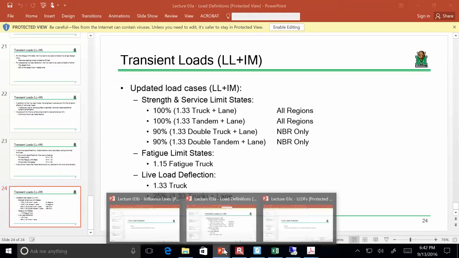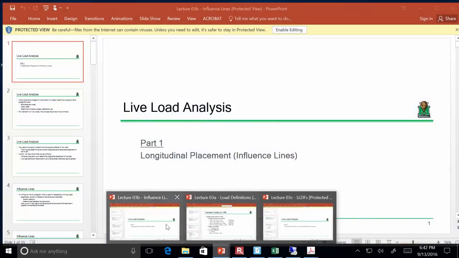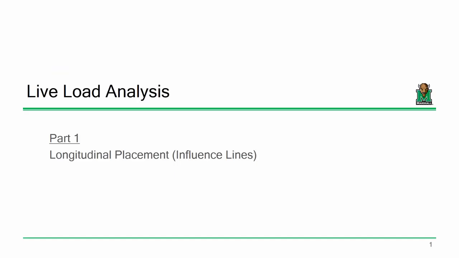Now, the live load, that's great and everything, okay? But it leaves two big questions. If I've got some live load component, I got to answer two questions. So let's say this is my truck and this is my bridge. Where do I place the truck along the bridge, or longitudinally along the bridge? And then where do I place the truck this way?